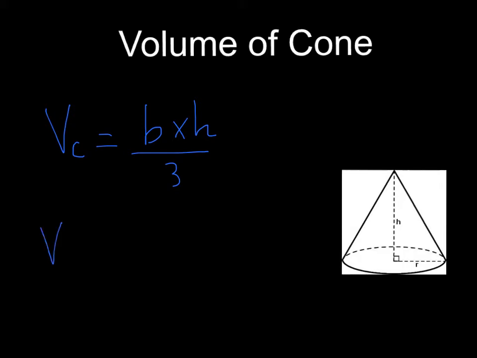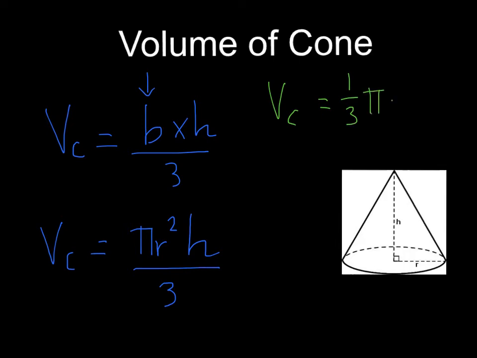But in this case, because we have a cone, the base is pi r squared. So that's our base, to get the base of the circle. Then we times that by the height, and then we divide it by 3. Same thing as our pyramid formula. You can also write that as the volume of a cone is equal to a third of pi r squared times the height. So either way, you can use either of these formulas to get the volume of a cone.